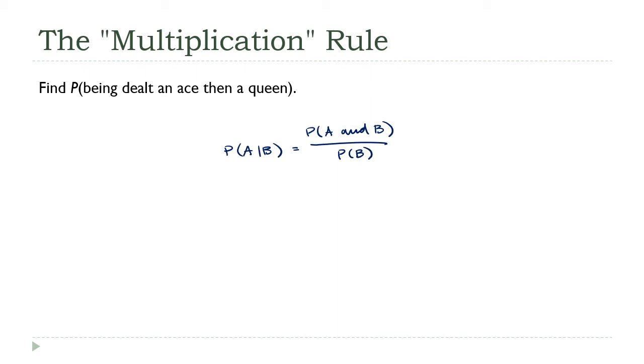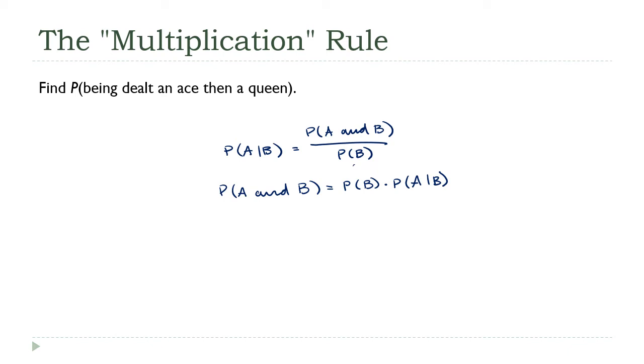Okay, what I want is the and, right? I want to know the probability of A and B. So all I'm going to do is multiply both sides by the probability of B. Kick it over to the other side. The probability of A and B equals the probability of B times the probability of A given B. In other words, we're going to calculate the first probability just as it is. Then we're going to calculate the second probability assuming that the first event happened.